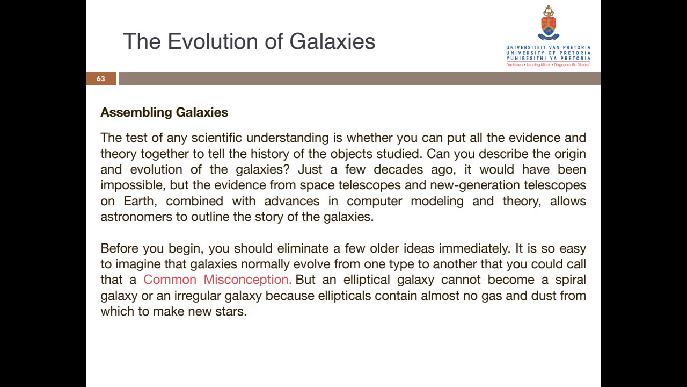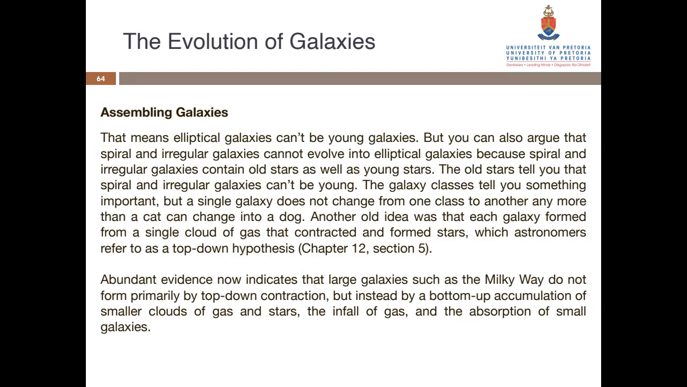Another old idea was that each galaxy formed from a single cloud of gas that contracted and formed stars, which astronomers referred to as the top-down hypothesis. Abundant evidence now indicates that large galaxies such as the Milky Way do not form primarily by top-down contraction, but instead by a bottom-up accumulation of smaller clouds of gas and stars. The inflow of gas and the absorption of small galaxies is how it is formed.